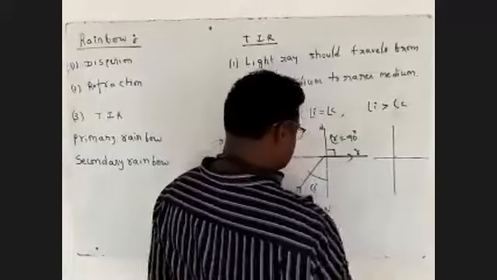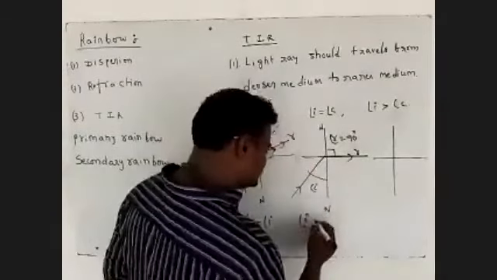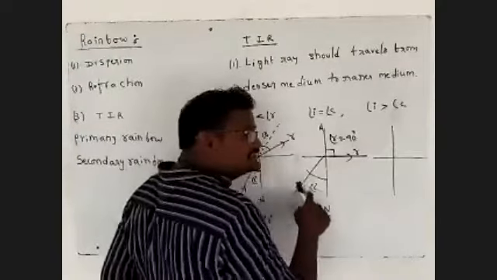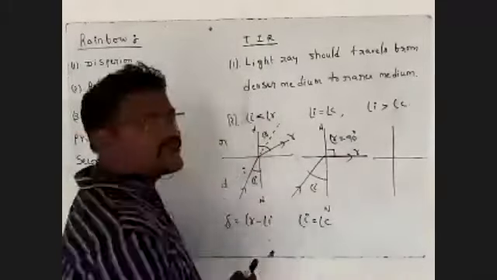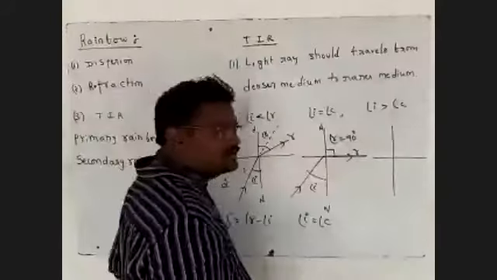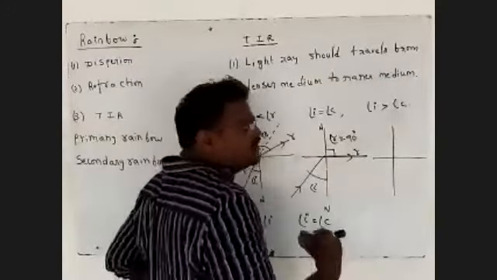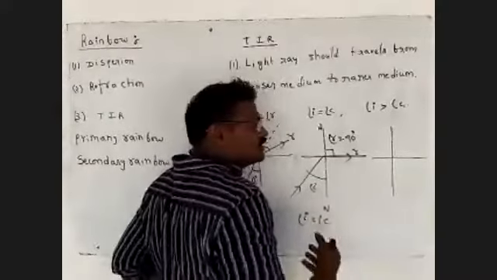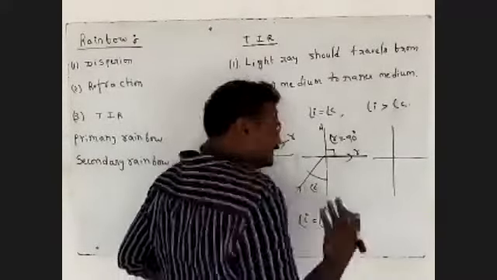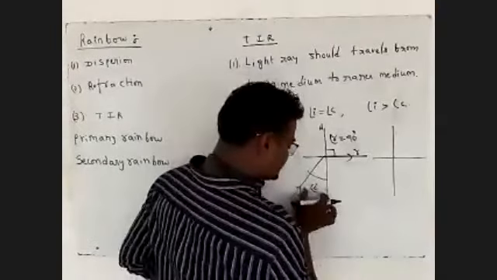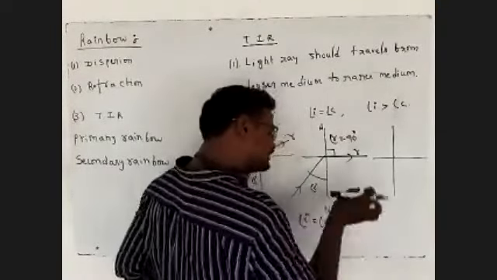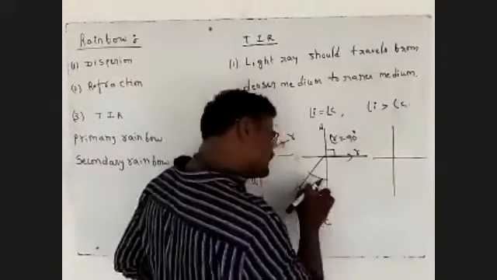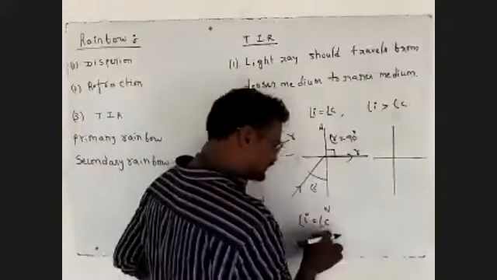Next, the third situation. This angle of incidence is equal to the critical angle. Then the angle of the incident ray goes on increasing. The angle of incidence is greater than the critical angle. So this is the angle of incidence, and it is greater than the critical angle. Here the angle of incidence is equal to the critical angle.